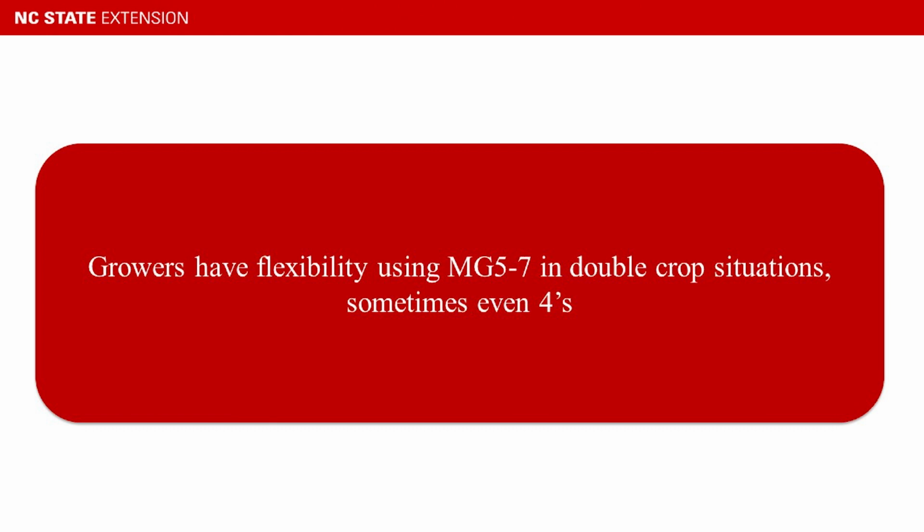The historical thinking has been the later you plant, the later maturing variety you need to use. Well, we've not found that in this research. Often, for sure, the 5s through 7s perform comparably. In June planting dates, we've often seen a mid-4 up to a 7 perform very similarly for yield in those later planting situations.